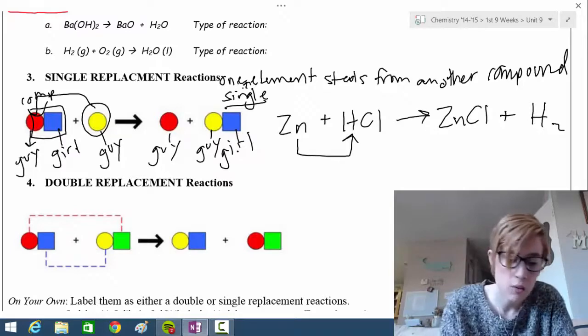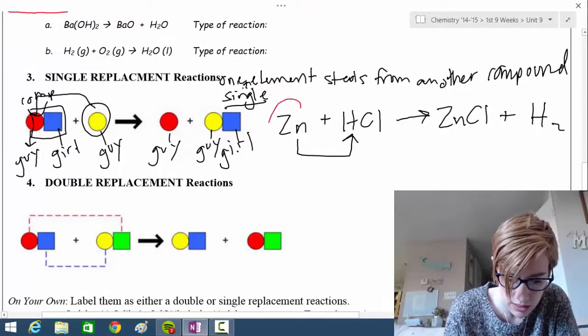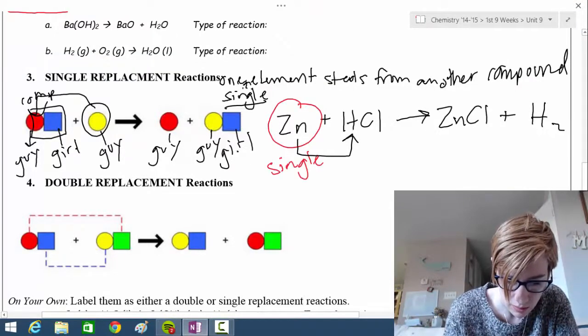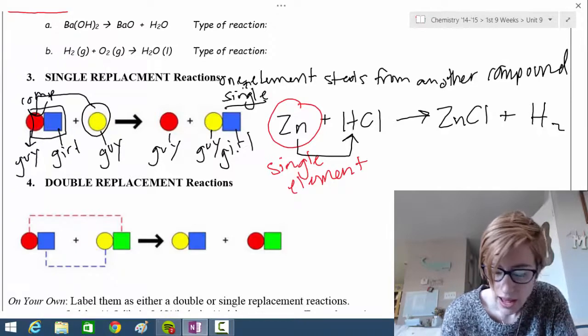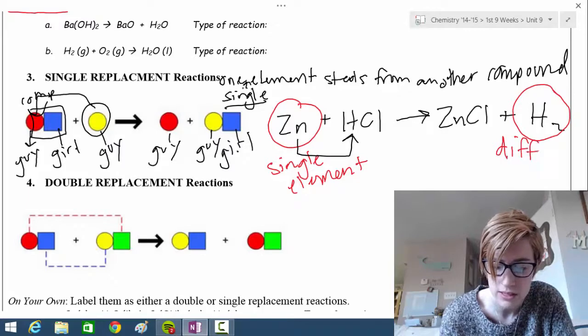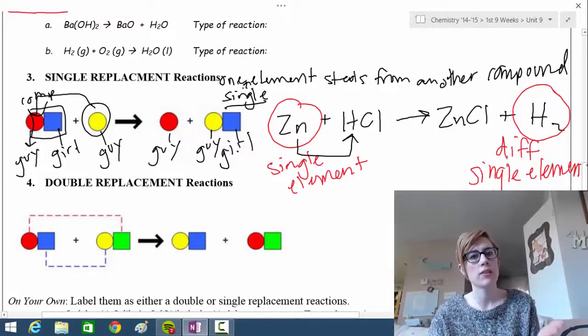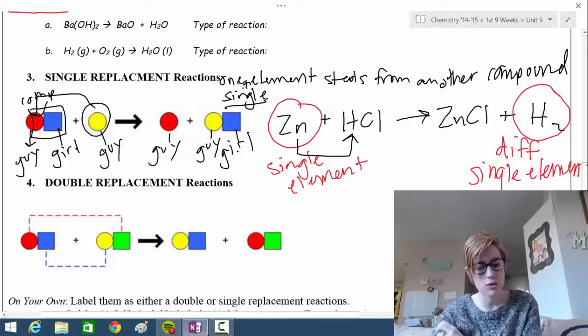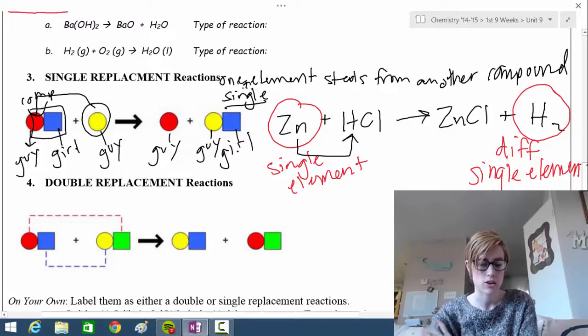So what is our key? Our key to this one is if you see a single element on one side and you see a different single element on the other side, it means they swap places. So if you see one single element on the left and a different single element on the right, you know it's a single replacement reaction.